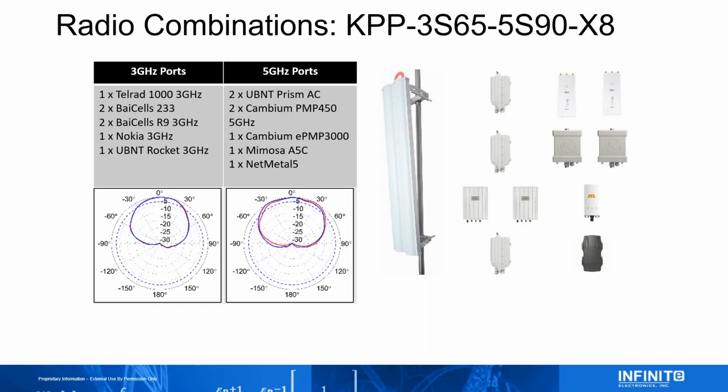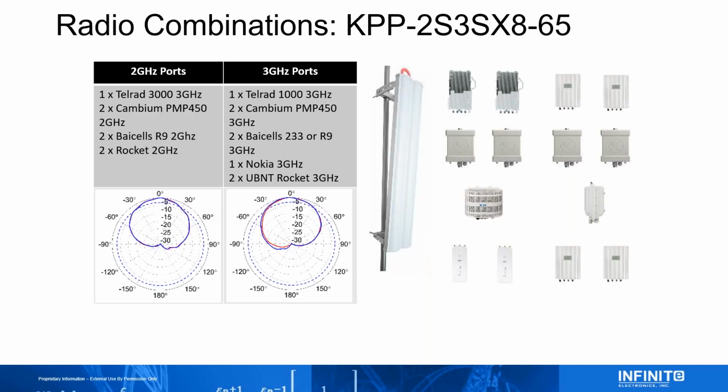Now, I said I was going to talk about radio combination, but it's kind of obvious, right? Like if this is an 8-port antenna here, it's got 3 gig and 5 gig on each port. You're going to want on your 3 gig side, you're going to either want to use a 3 gig 4-port radio or 3 gig 2-port radios, and then 5 gig, it's the same thing. So here's what you do with our 8-port sector, 3 gig, 5 gig.